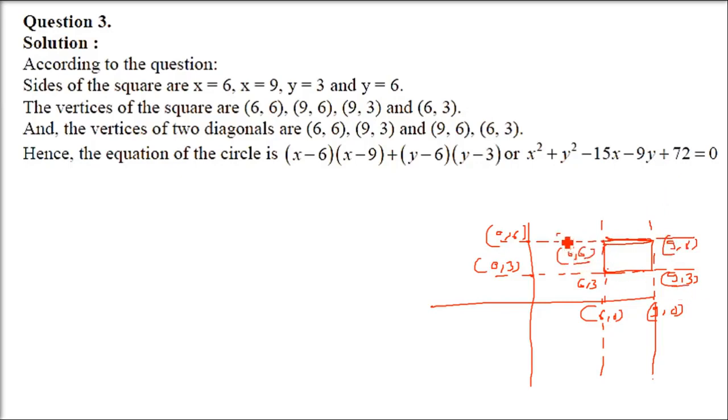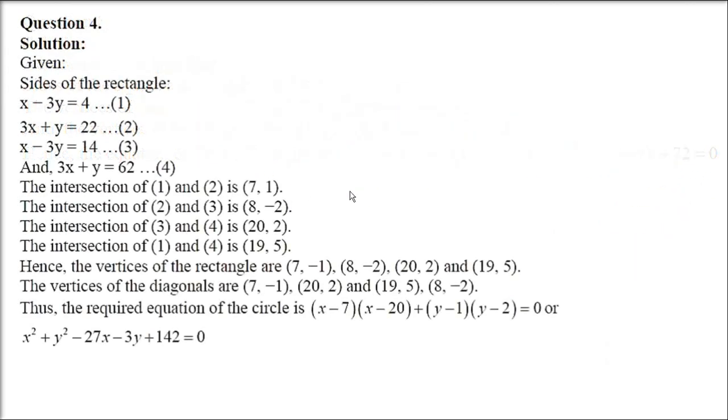So you can take any 2 diagonal points. So you take x1 y1 this one, or x2 y2 this one, or you can just invert it. You can take x1 y1 as 9 3 and x2 y2 as 6 6. So the equation will come. Even if you take the second diagonal 6 3 and 9 6, same thing is going to come, because same circle we are talking about.